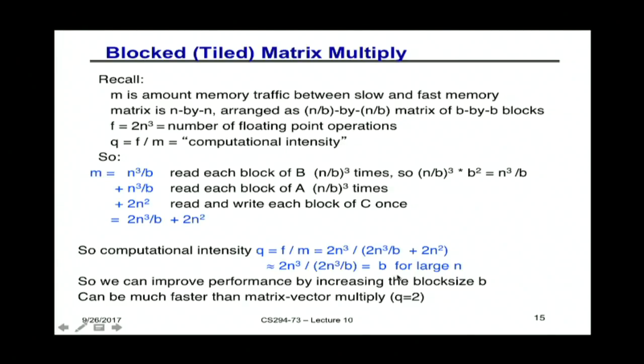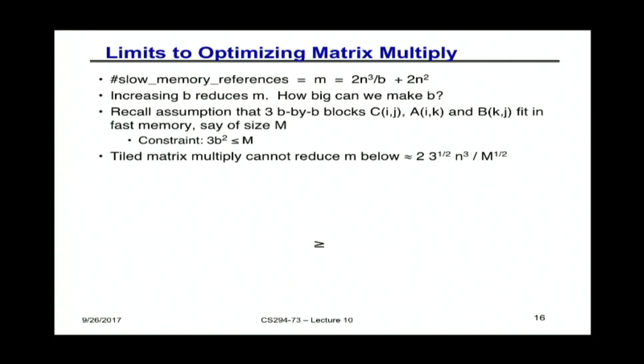Before it was 2, remember? You want the q ratio to be bigger, as large as possible. The question is, how large can you make b? You cannot go too large, since you are limited by the fast memory size. You want these 3 matrix blocks to fit in the fast memory, the L1 on-chip cache. So the cache size limits your b size.